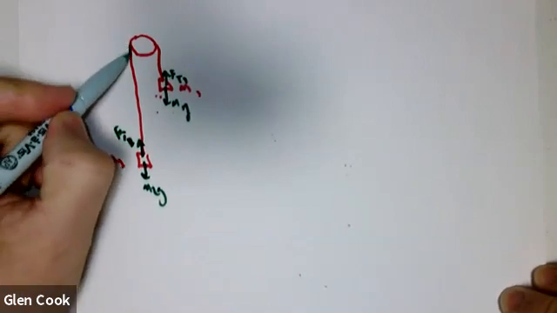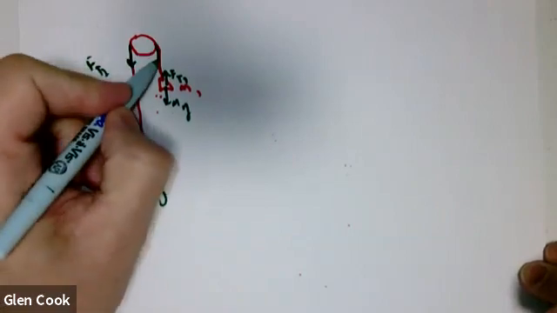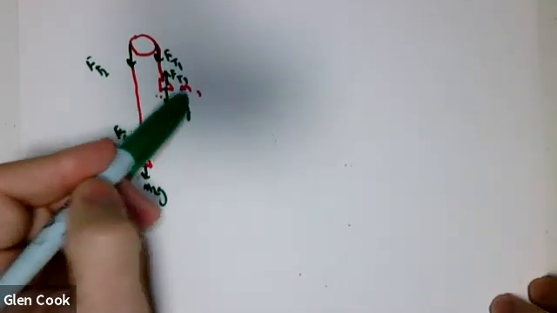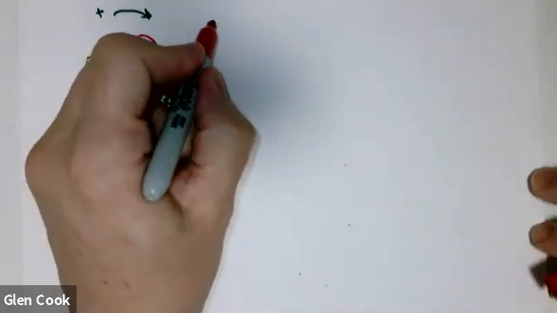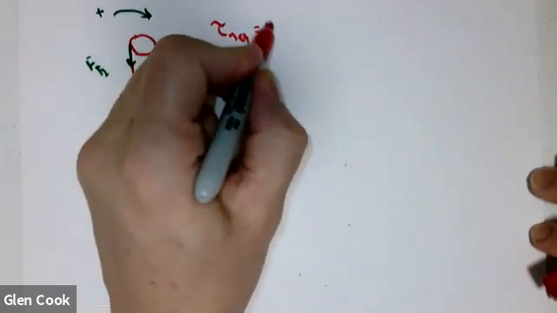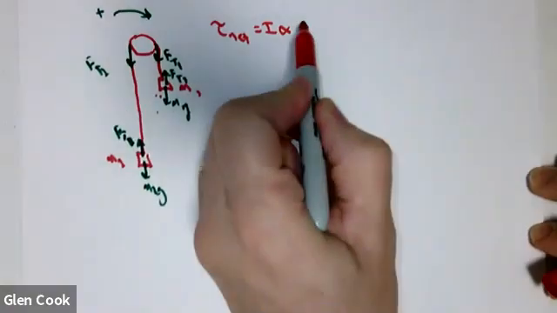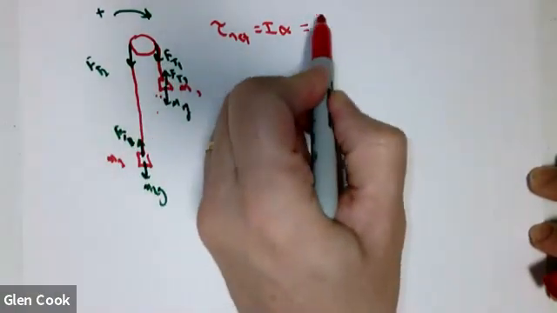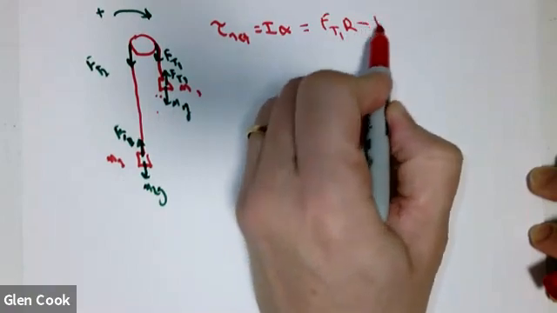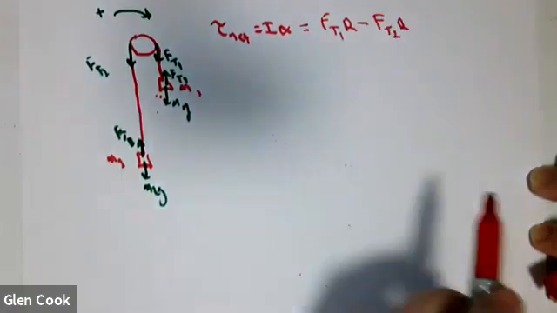Well, force tension 2 is going to try to rotate it counterclockwise, right? And force tension 1 will try to rotate it clockwise. Because I'm assuming this one is heavier, I would choose that to be my positive direction, just because it's going to make my algebra make more sense. And so I then would write the statement that torque net equals I alpha, and that'll be equal to force tension 1 radius minus force tension 2 radius.